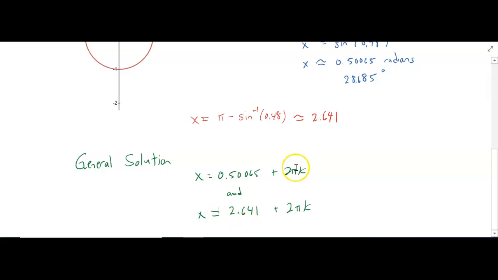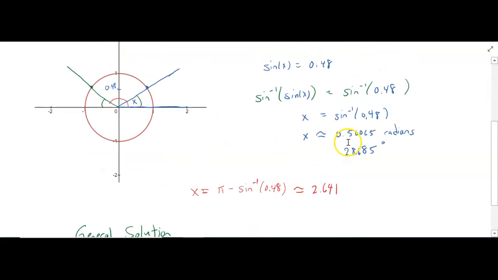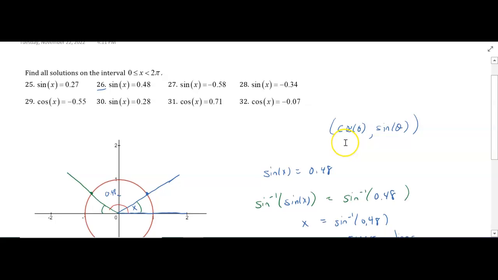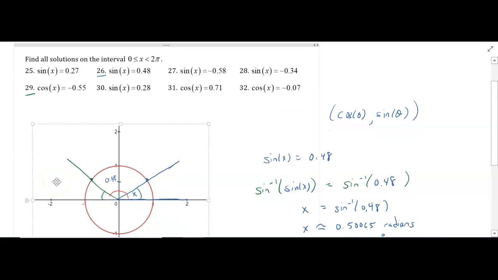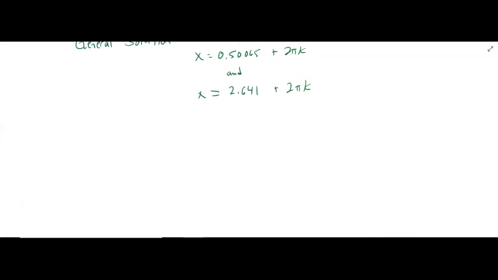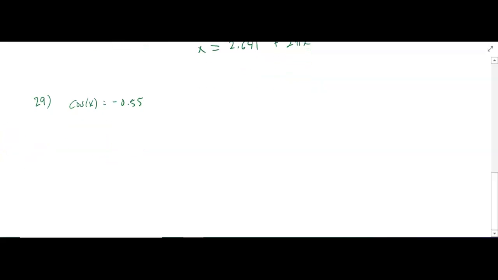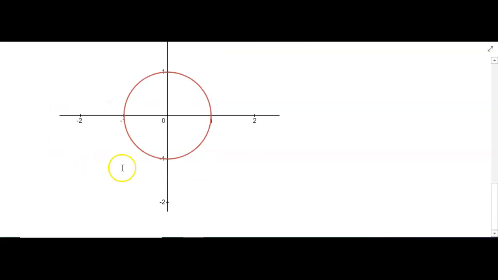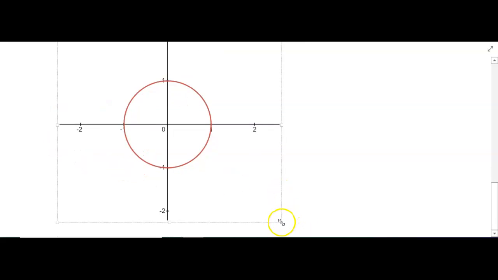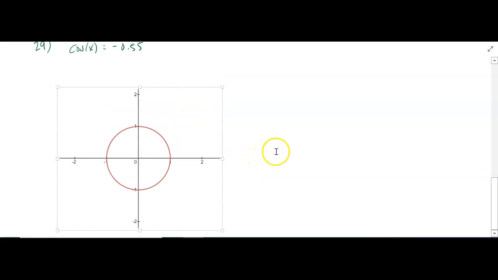All right, let's do another example, where we're working with the decimals here. I think the other one we want to do is, I'm going to look at cosine, number 29, which is cosine of x is negative 0.55. All right, so let's take a look at that. All right, so I'm just going to put in the unit circle, make this a little bit smaller. All right, so again, what are we looking for?